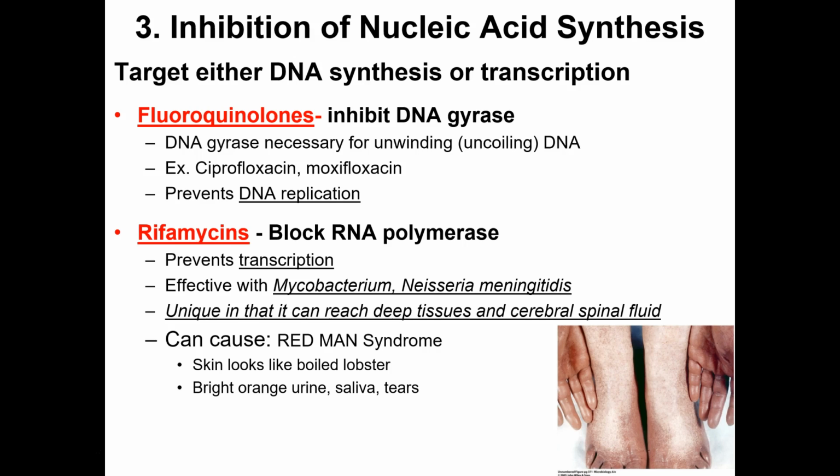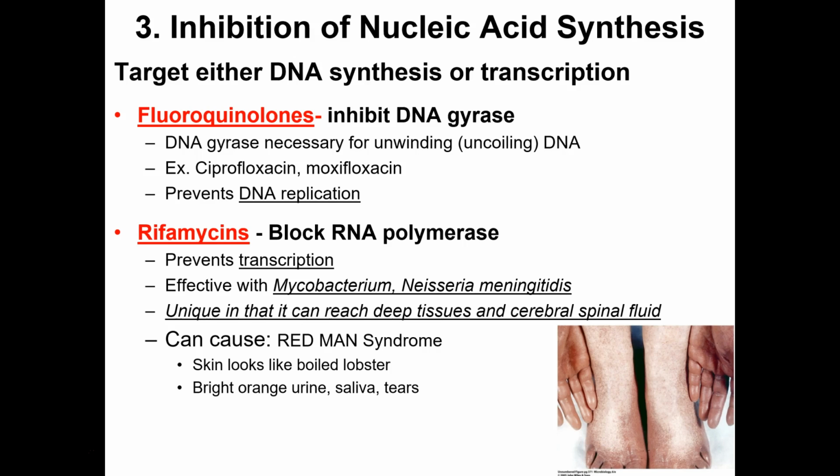The next one is rifamycins. And if you're taking rifamycin, it means you either have tuberculosis or meningitis. Rifamycin binds to RNA polymerase, and it blinds it. RNA polymerase has to find promoters on its own. Rifamycin prevents RNA polymerase from finding promoters. So if it can't find a promoter, it cannot transcribe genes. So they inhibit transcription.